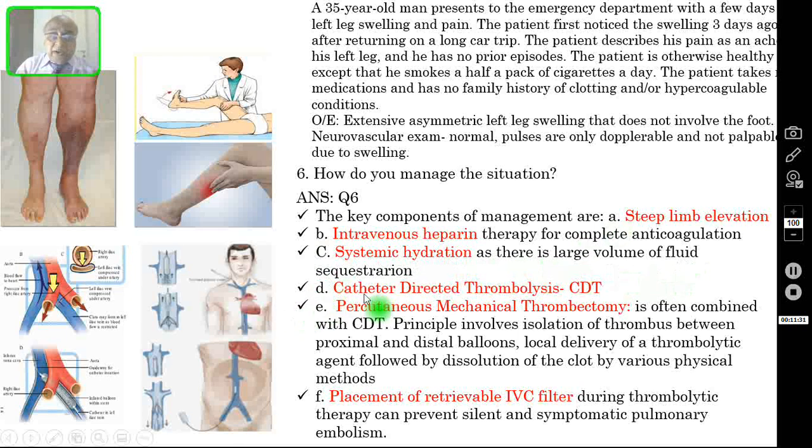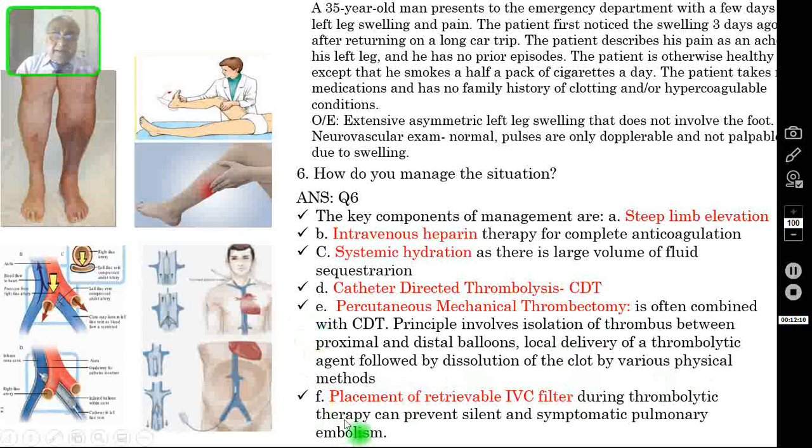And number 4, you have to start catheter directed thrombolysis or CDT. And number 5, percutaneous mechanical thrombectomy is often combined with catheter directed thrombolysis. The principle involves isolation of the thrombus between proximal and distal balloons, then local delivery of thrombolytic agent followed by dissolution of the clot by various physical methods, that is the thrombectomy.